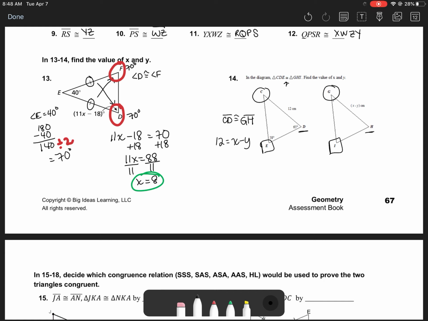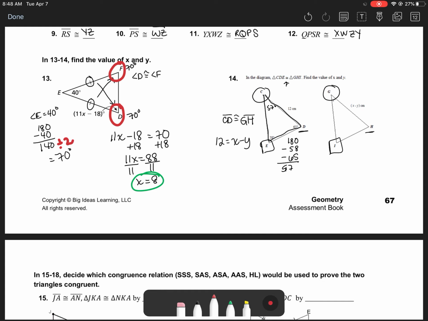Well, one thing that I notice here is in triangle CDE, I have two angles given to me and one that's missing. So I can find that missing angle. 180 minus 58 minus 65, and I get 57. I was thinking 58 plus 65 is 123. So 180 minus 123 is 57. So angle C is 57.